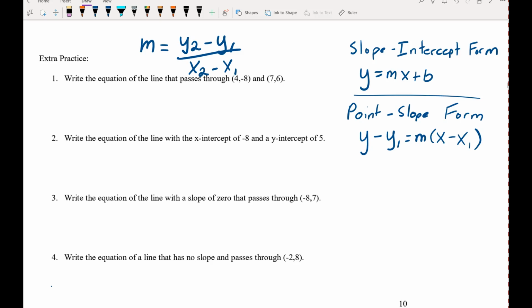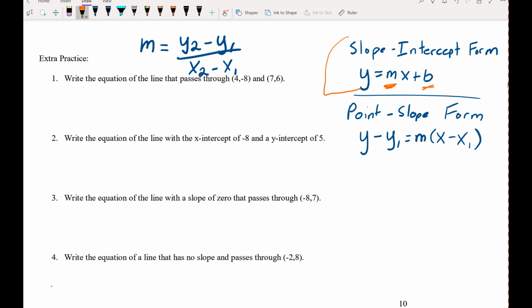So if you want to find the equation of a line that goes through 2 points or that has a certain intercept or a certain slope, there's two big ways you could do it. One way is by putting it into slope-intercept form, which looks like y equals mx plus b. That's probably the one you're most familiar with, where m is the slope and b is the y-intercept.